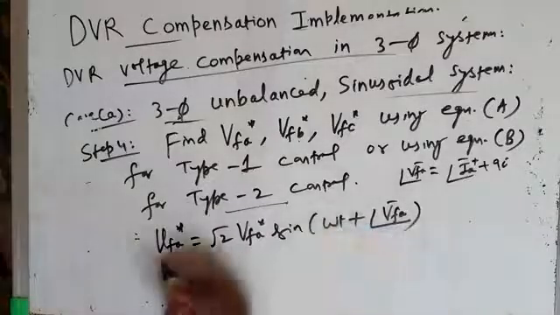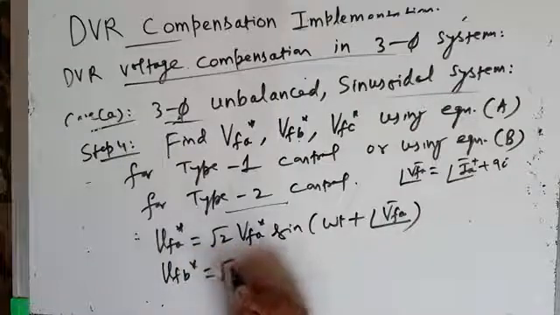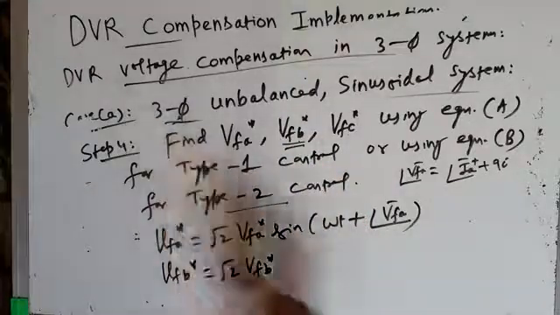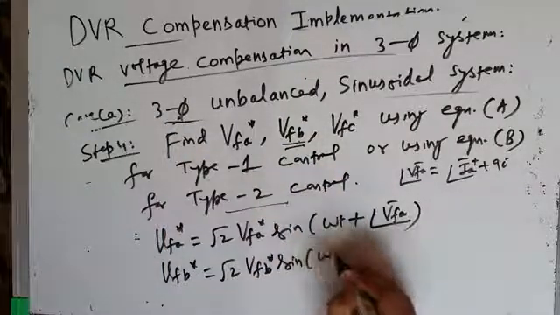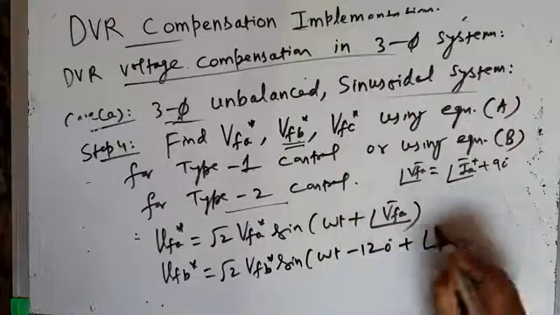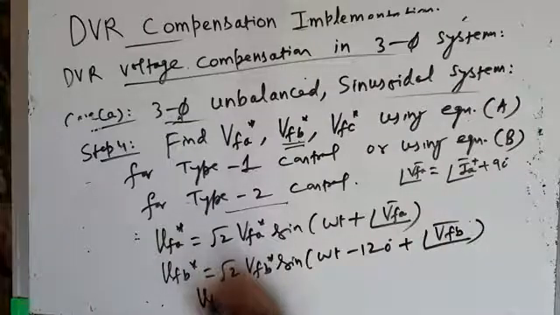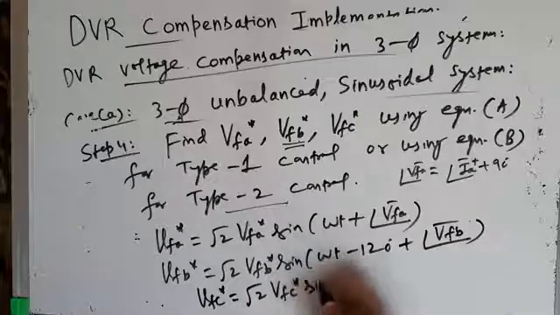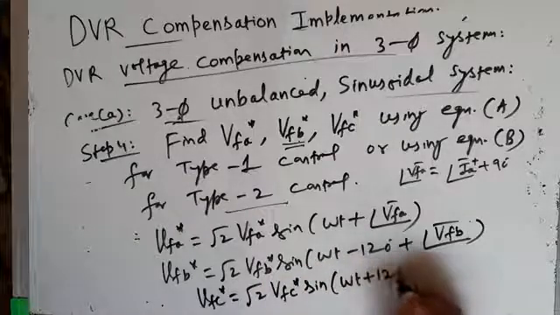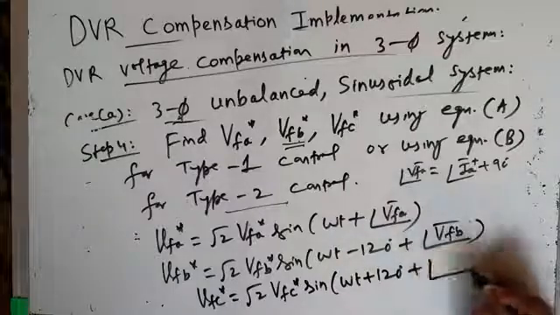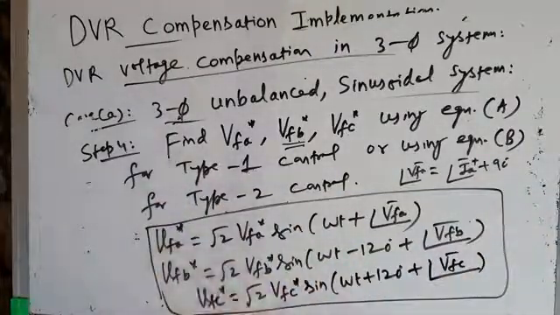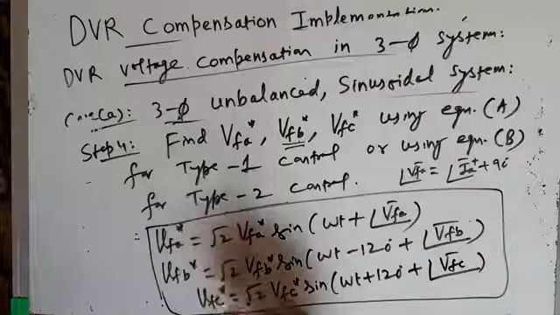Okay, similarly VFB star will be equal to root 2 VFB star, the capital VFB star being the RMS value you found from step 4, sine of omega t minus 120 degrees plus phase angle of VFB, and VFC star is equal to root 2 VFC star sine of omega t plus 120 degrees plus phase angle VFC. Okay, so these are your 3 reference voltages. Now how to synthesize these reference voltages using voltage source inverter or using DVR, I will come to that.